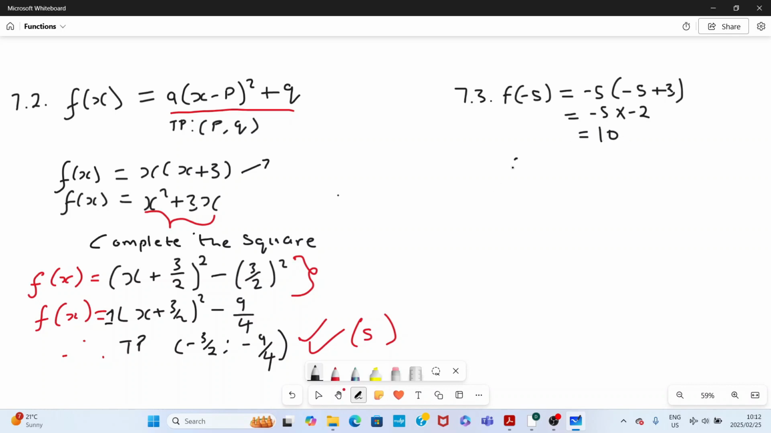And then you move on to find f of -3. So f of -3 is going to be -3, open bracket, -3 plus 3. So this is going to give us 0. So the whole thing is going to be 0, because if you multiply any number by 0, you get 0. So f of -3 is going to be 0. So now you have found your y values.